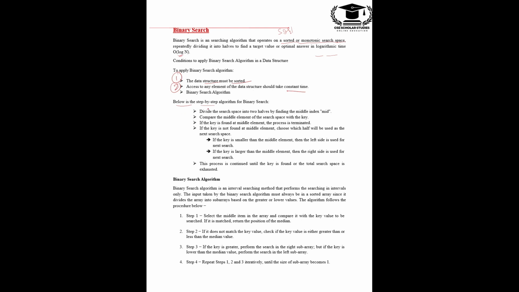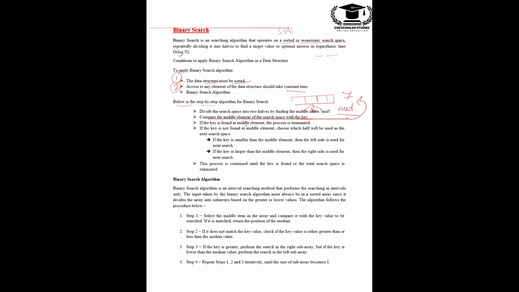So first we divide the search space into two halves. Suppose an array is given, 1 2 3 4. First we divide this into two half portions and find the middle of the array, the mid value. Next, compare the mid element of the search space with the key. We find the mid value and compare this mid value with the searching element, suppose the searching element is 7.